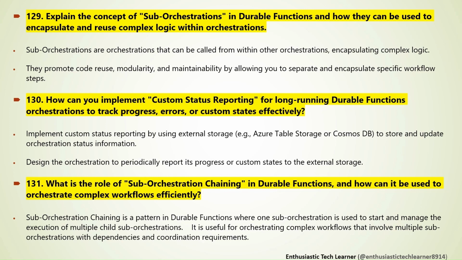What is the role of sub-orchestration chaining in durable functions, and how can it be used to orchestrate complex workflows efficiently? Sub-orchestration chaining is a pattern in durable functions where one sub-orchestration is used to start and manage the execution of multiple child sub-orchestrations. It is useful for orchestrating complex workflows that involve multiple sub-orchestrations with dependencies and coordination requirements.